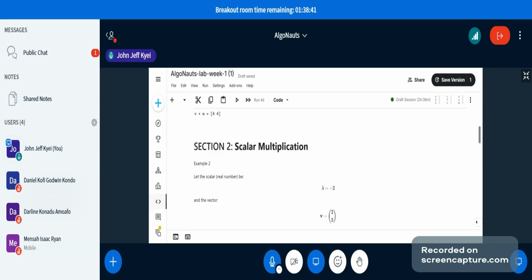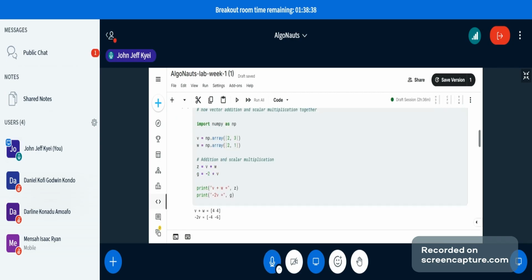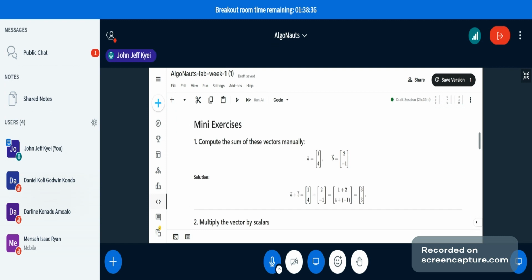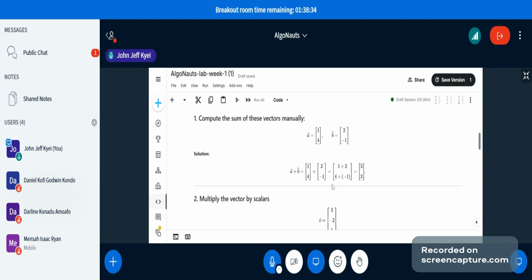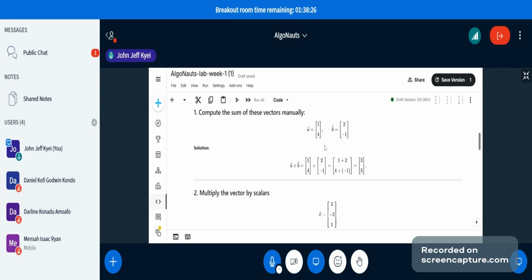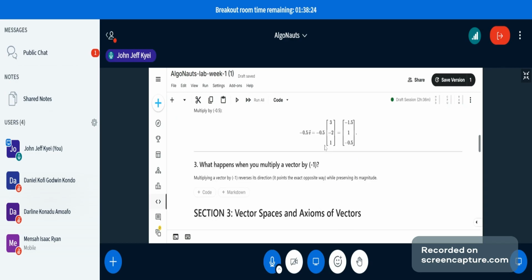Okay, so yeah, scalar multiplication, and the next thing was this is an exercise. Because of time, I wouldn't want you to do it, but maybe it will be in your assignment. I'll share the note with you so you can just refer to it and work with it.